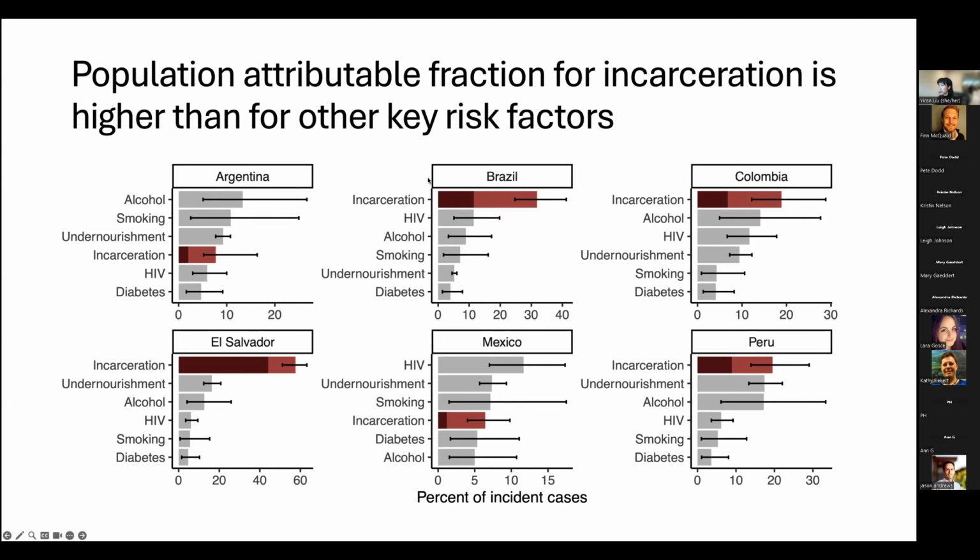I'll also point out, this whole bar represents our estimated PAF, but the darker red color here represents the crude PAF estimate if you were to only look at the percent of all notified cases that occur in prisons. And this really highlights the extent to which we've currently been underestimating the burden of TB attributable to incarceration.